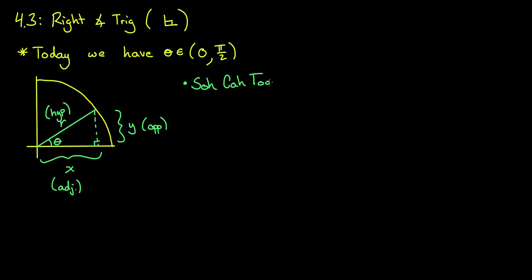SOHCAHTOA. What is SOHCAHTOA and what do we use it for? It's our way to have a good way to remember how to find the sine of an angle, the cosine of an angle, and the tangent of an angle on any right triangle that you ever give me. Whether it's on a circle or not doesn't really matter.